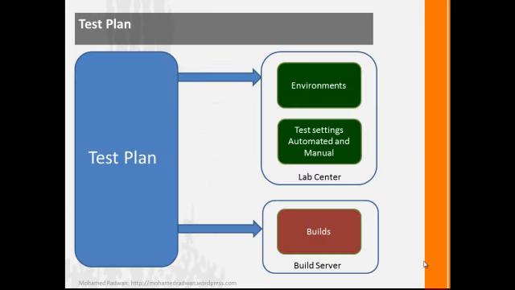As we can see, the test plan uses the environments that we created on the lab center. It also uses the test settings, which are 2 settings, one for automated and one for manual, and it also uses the build existing on the build server, because we assign the build to the test plan before we run it. So the test plan uses the information existing on the lab center and the build server, so you can run your test plan even if it is manual or automated.